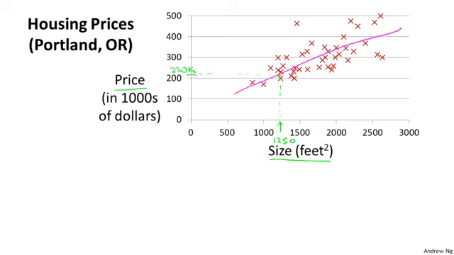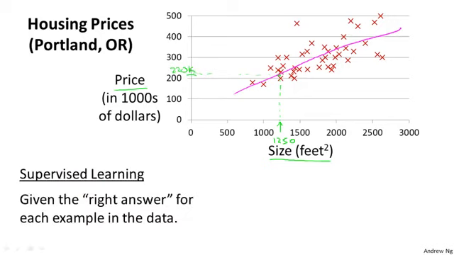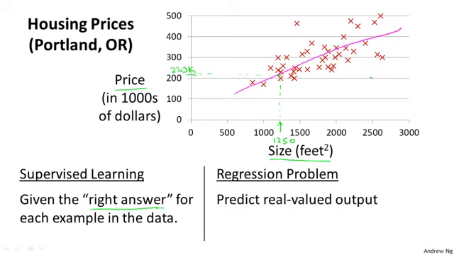$220,000. So this is an example of a supervised learning algorithm, and it's supervised learning because we're given the "right answer" for each of our examples. Namely, we're told what the actual price was that each of the houses in our data set was sold for. And moreover, this is an example of a regression problem, where the term regression refers to the fact that we're predicting a real-valued output, namely the price.